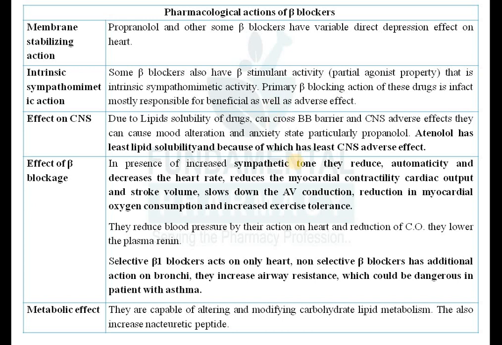Then next one is what are the effects of beta blockers on CNS. Now these beta blockers will have a varying degree of lipid solubility. Some drugs are more lipid soluble, some drugs are less lipid soluble. And you know that there is a direct relationship between lipid solubility and crossing of blood brain barrier. The drug which is more lipid soluble will go into the brain. So due to lipid solubility these drugs can cross the blood brain barrier and they will show adverse effect on CNS. Okay, so what are these?